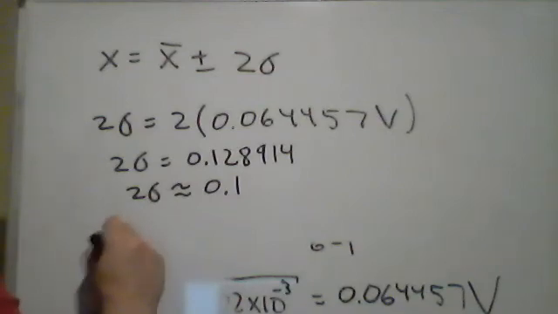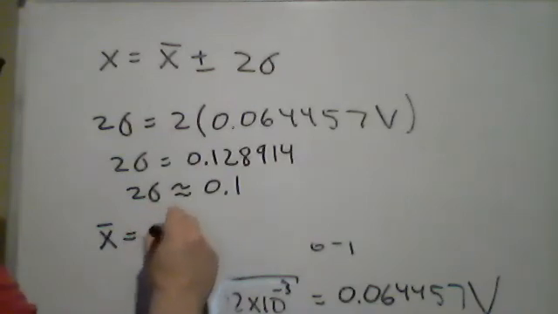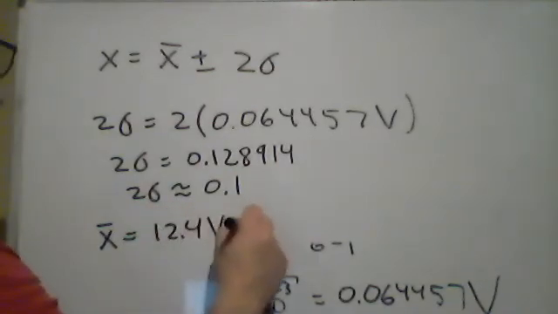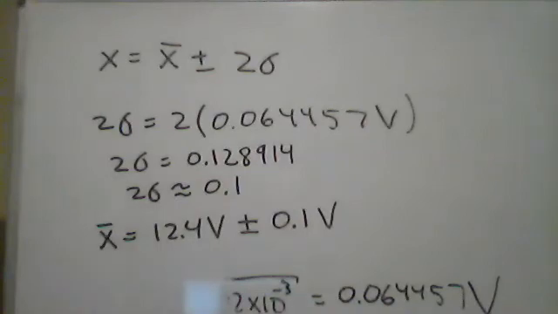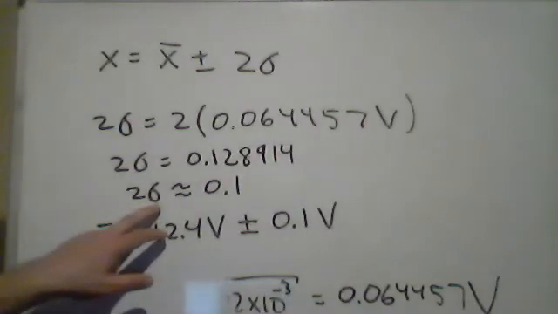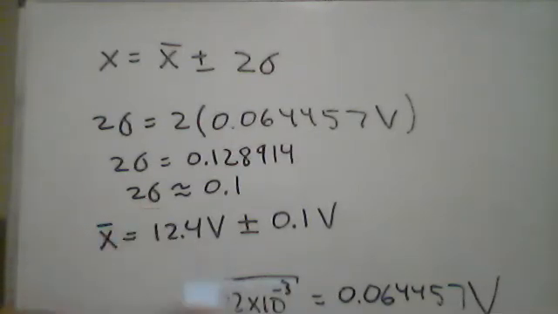So I would actually write that X is X bar, which is 12.4 volts, plus or minus 0.1 volts. Sigma is the standard deviation, and my uncertainty is always basically given by 2 sigma. I went through the whole calculation and figured out sigma, multiplied by 2, and got 0.12. How good is my data really? My first digit of uncertainty is in the tenths place, so I can't argue any better than that.